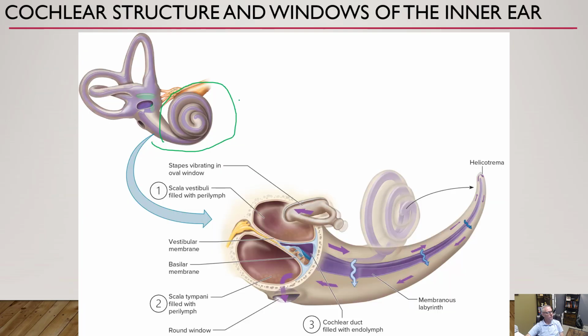So here, if we stretch out or unwind this snail shell and make it into a straight line, you can see this cochlear duct right here, and inside that cochlear duct is where we're going to find all of those receptors for hearing.